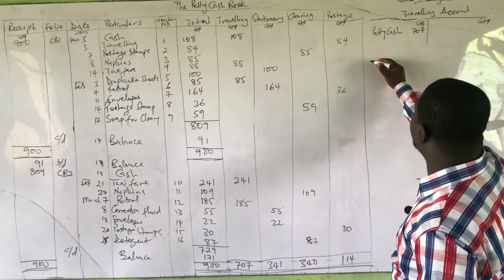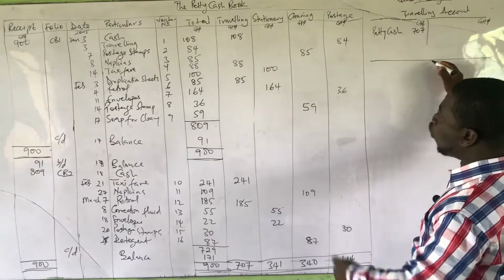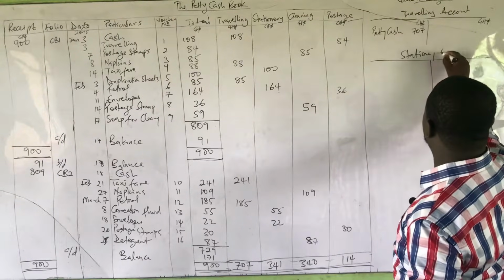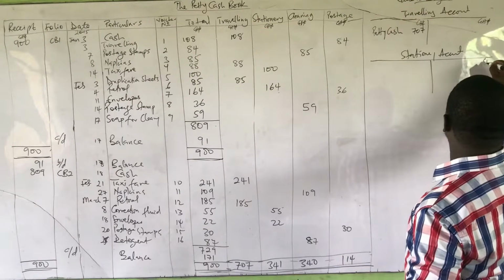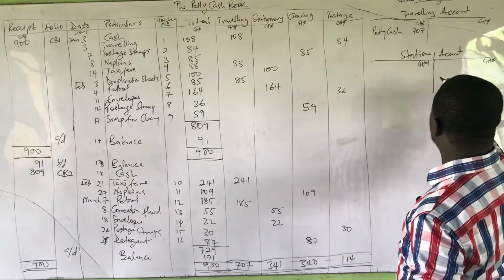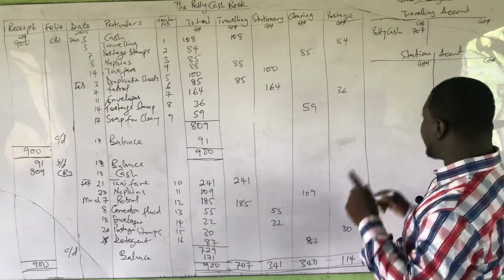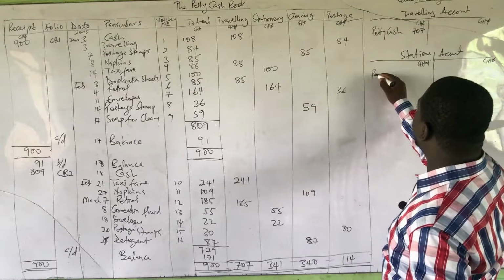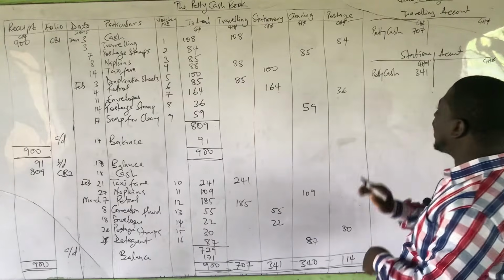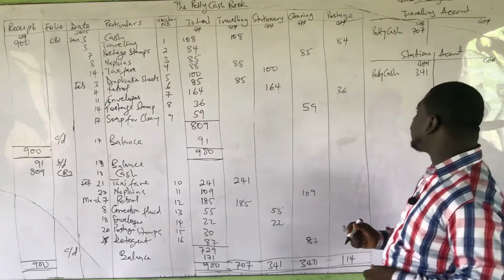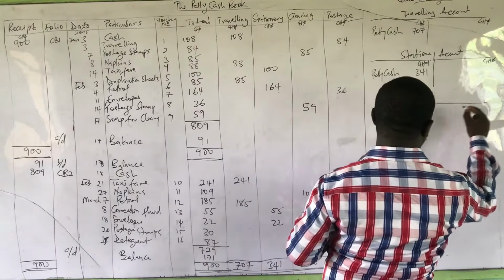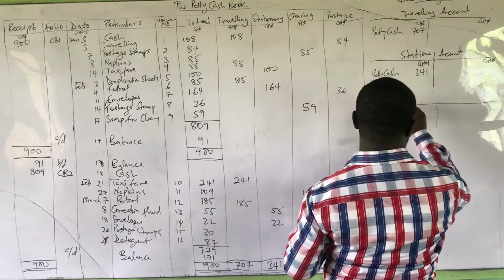And then we will open another one for stationery. So stationery account. The total for that account is 341. So on the debit side, I call it petty cash, 341. And then I'm done with the stationery account as well. And then I move to the next one, which is cleaning. I open an account for cleaning. So it is as easy as this.